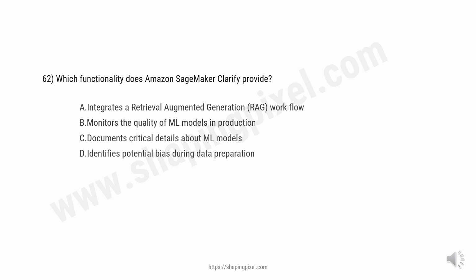Question number 62. Which functionality does Amazon SageMaker Clarify provide? Option A, integrate the retrieval augmented generation workflow. Option B, monitors the quality of ML models in production. Option C, documents critical details about ML models. Option D, identifies potential bias during data preparation. And the correct answer is option D, identifies potential bias during data preparation.